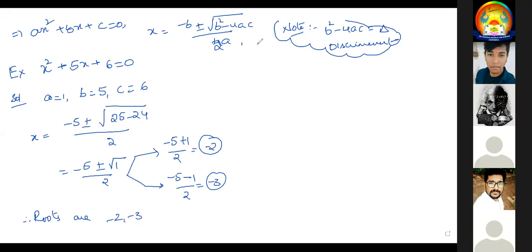Remember, the same question we did in the factorization method also. There also we got the roots. Here also we are getting the roots.